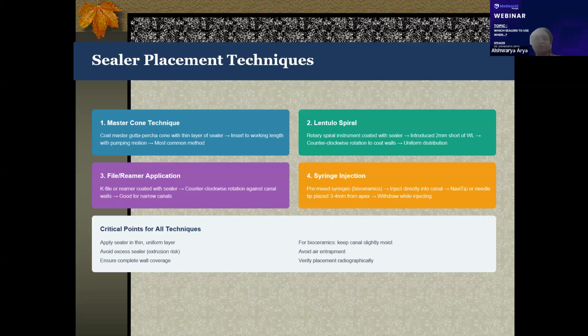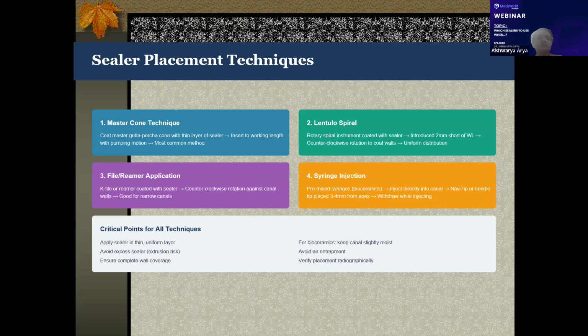Coming to lateral spirals, of course, it's a very good technique of placing your sealer inside first so that it coats adequately to all the walls of your radicular dentine. It should always be introduced 2 mm short of the working length because it has the capability of rotating inside the canal, and it can extrude some sealer out of the canal, which we do not want. So make sure that it is always marked with your stopper, and the lateral spiral is placed inside the canal. It has to move in counterclockwise rotation only, with uniform distribution.